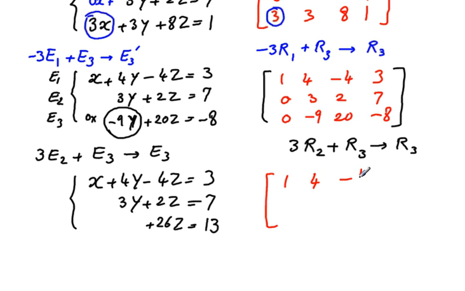1, 4 minus 4, 3, 0, 3, 2, 7, 0, 0. And here we said 3 times that, and this is 26, better be same number. 21 minus 8. Okay, it looks like we succeeded.